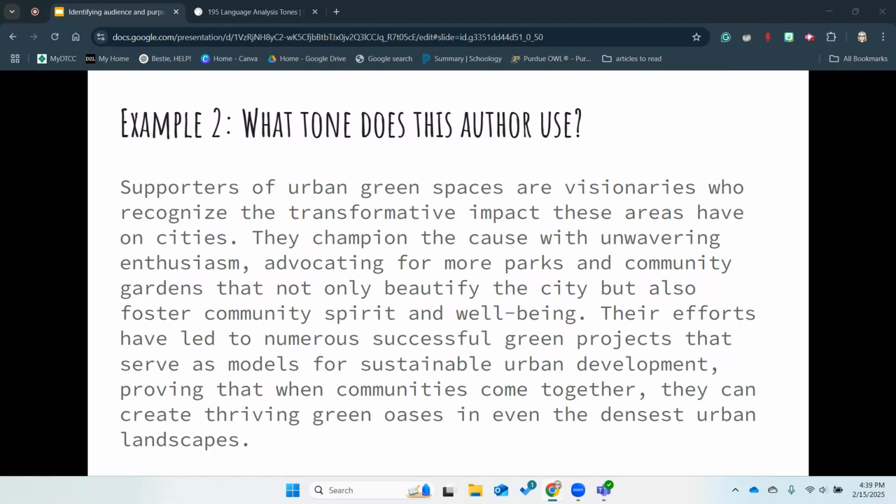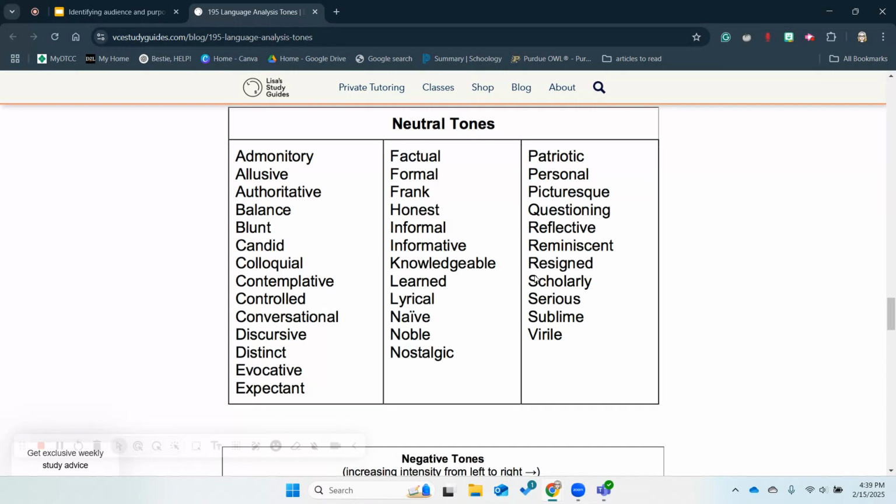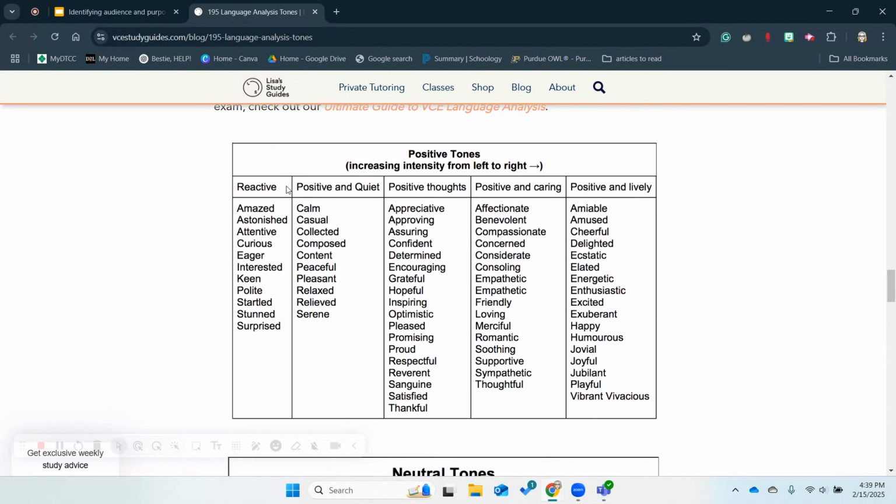Very good. All right, so let's find our tone words here. Positive, and I don't think it was reactive. I don't think it was super quiet. Maybe lively. Positive. Well, let's see. Peaceful. I'm looking for appreciative. Okay, I think appreciative was there. I felt like it was very admiring. I don't see that on this list, but encouraging maybe.